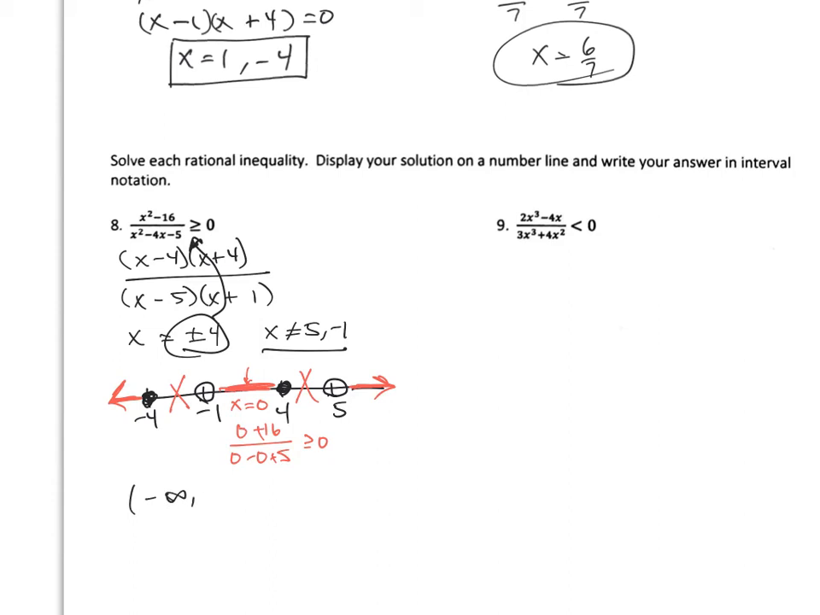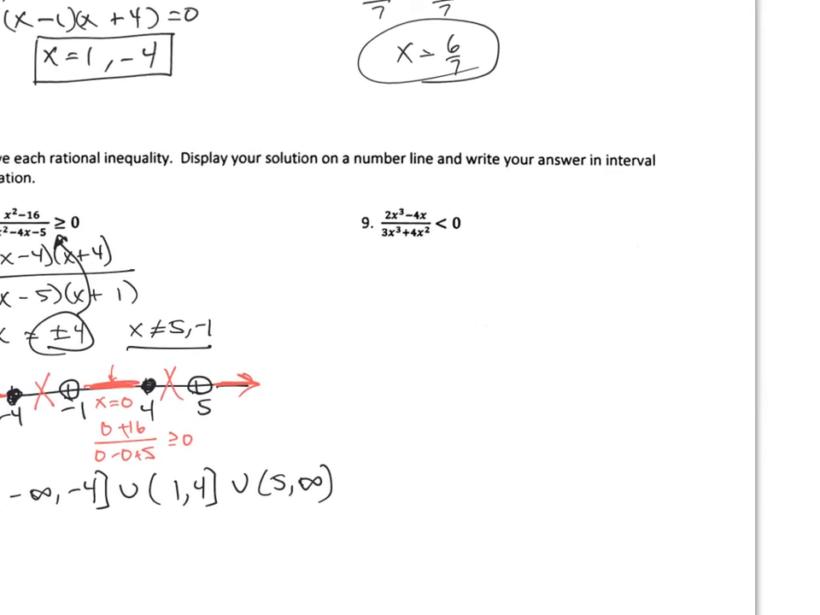And then all we have to do is translate the graph. Negative infinity to negative 4 with a squared off bracket. Union with the next interval, 1 to 4. And then the final interval is 5 to infinity. So we have 3 sections of the graph that will give us answers that work.